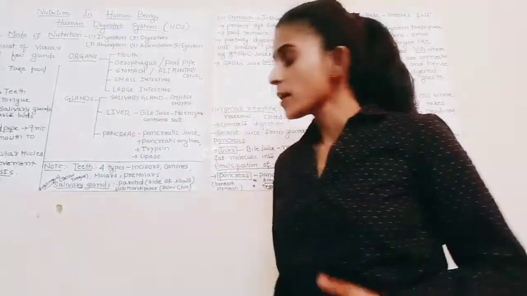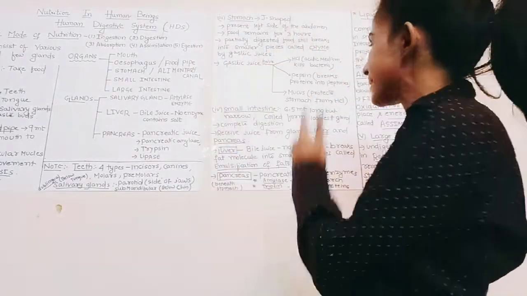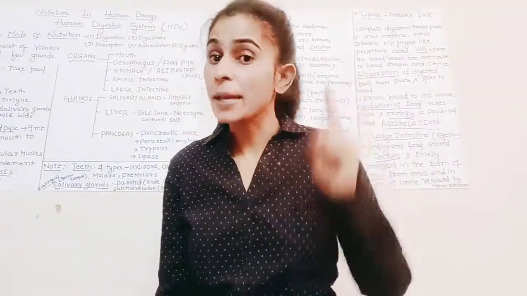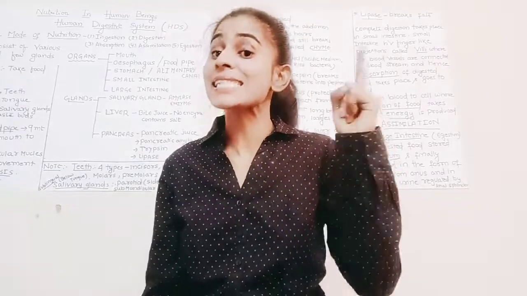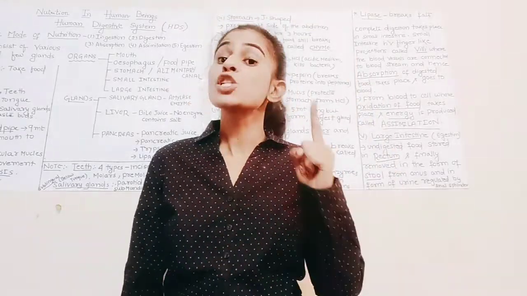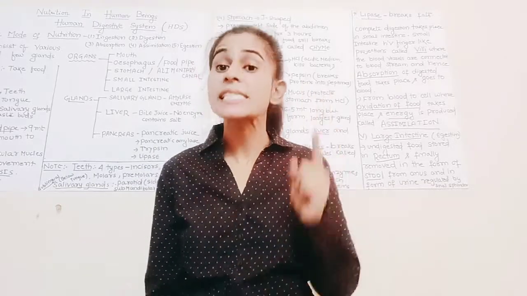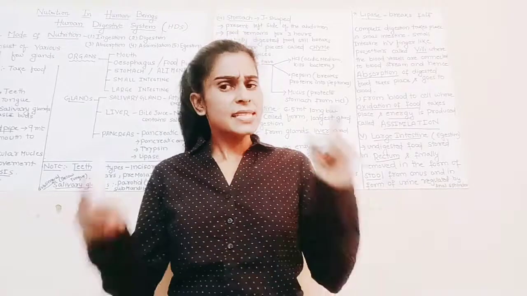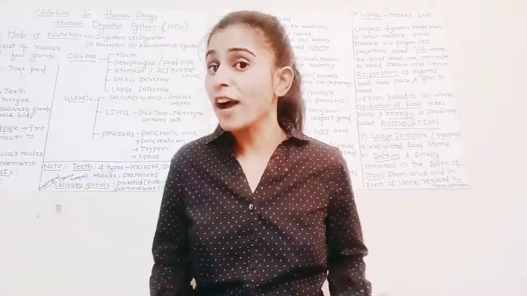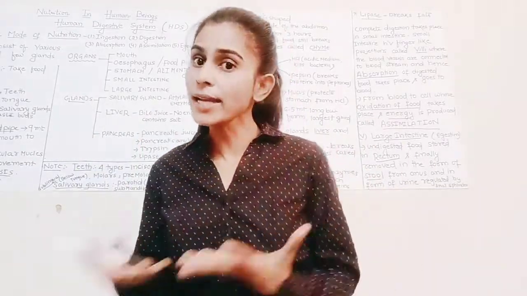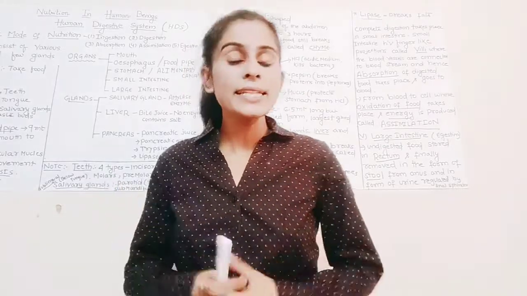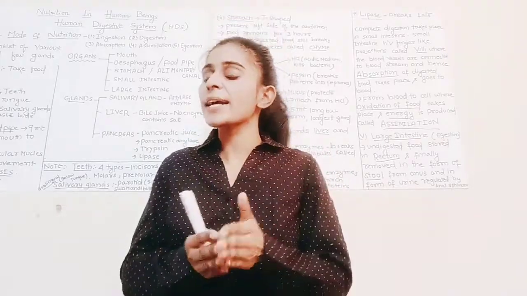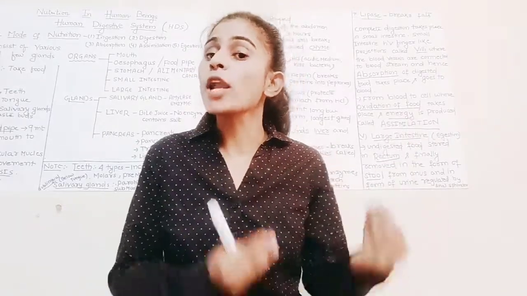Now, the next organ is your small intestine. Guys, the next organ, which is the most important organ and the largest gland in our body, is the small intestine. It is about 6.5 meters long. Then why is it called the small intestine? Small means the intestine is very narrow. So that's why it is named the small intestine.